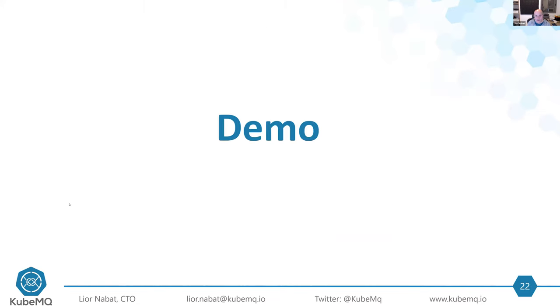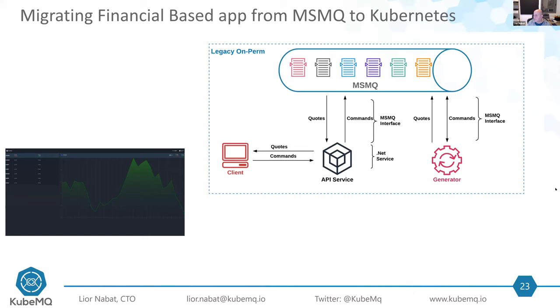What I'm going to show you is this one. This is a demo that we did for the Microsoft Azure team, where we showed them the capability to migrate a full .NET-based architecture, which actually uses MSMQ, to Kubernetes. What we have here is some kind of financial data application.